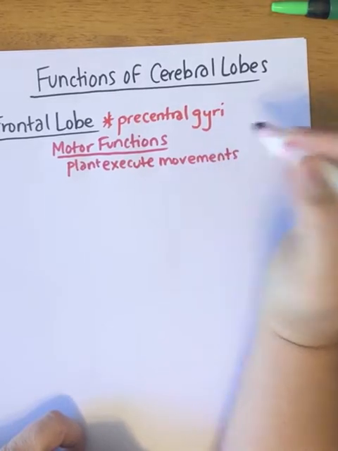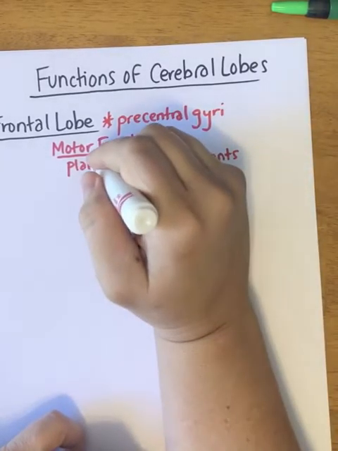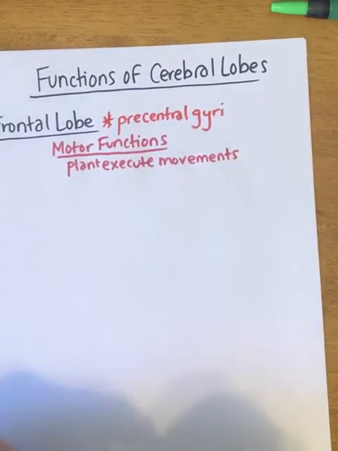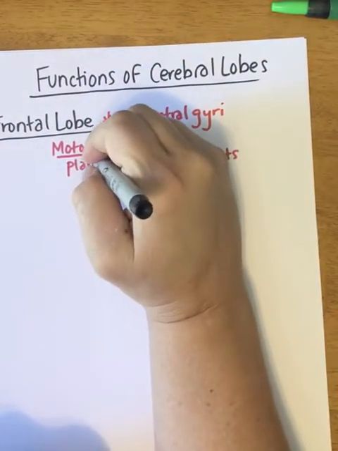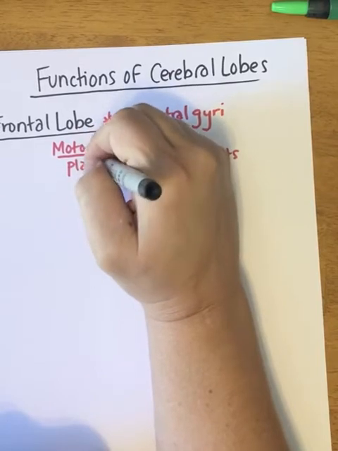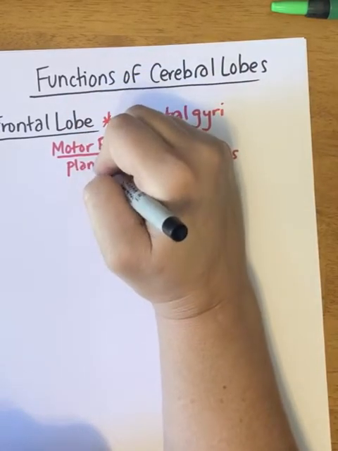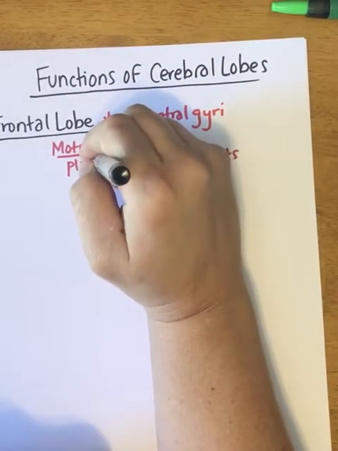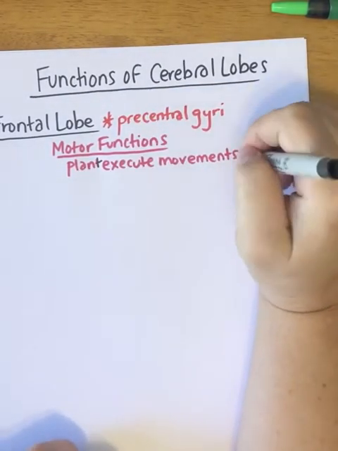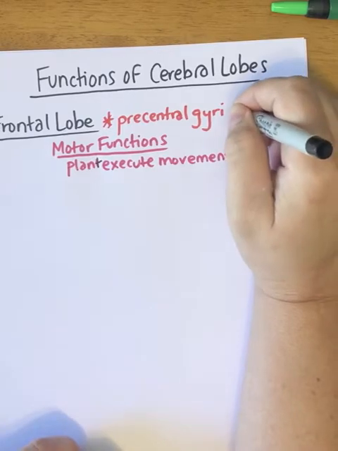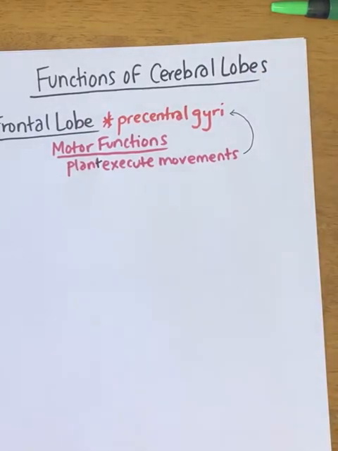It's going to help you move your eyes. Plan and execute movements. So I always do the frontal lobe. There it is. Plan and execute movements. Now most of your planning and executing of movements is going to come from the precentral gyri.